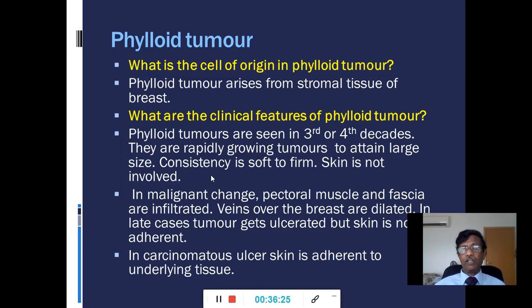In cases of a phylloid tumor, the skin is not adhering to the underlying structure. A probe can be passed easily all around the edge. Whereas in a carcinoma of breast with ulcer, the skin is definitely fixed to the underlying structure. A probe cannot be passed at the edge beneath the skin.